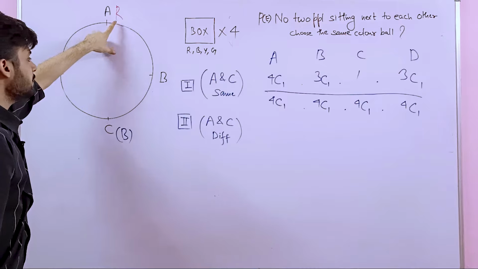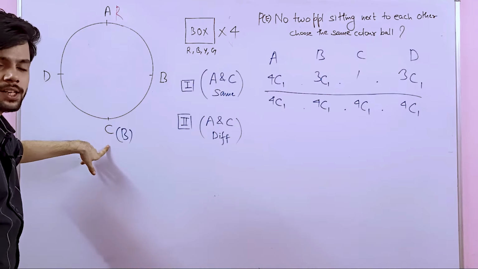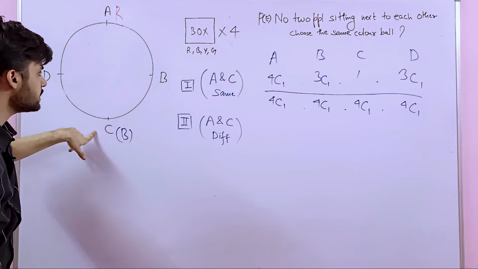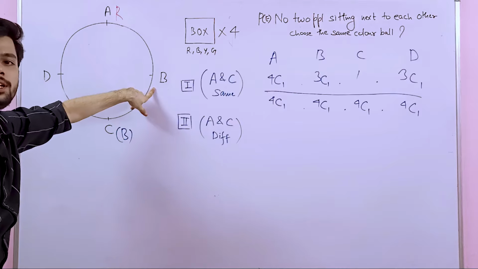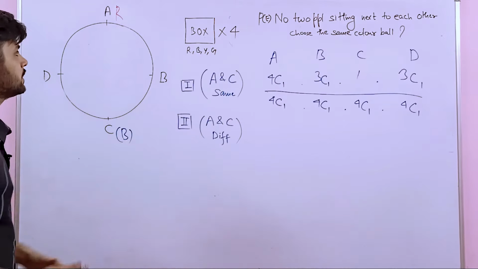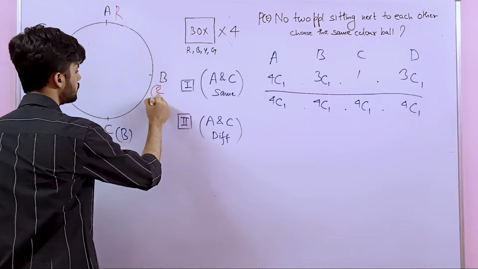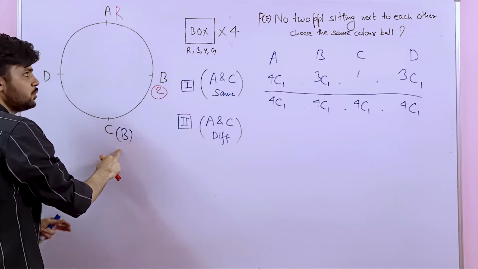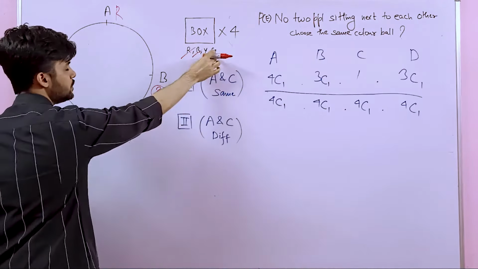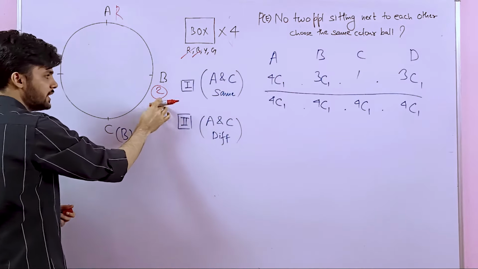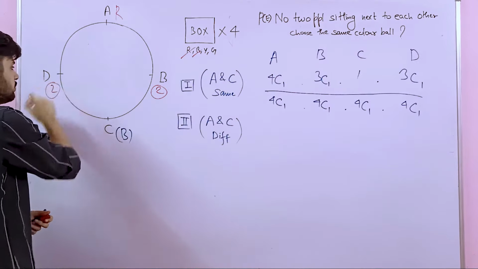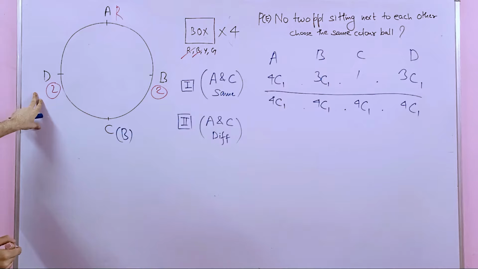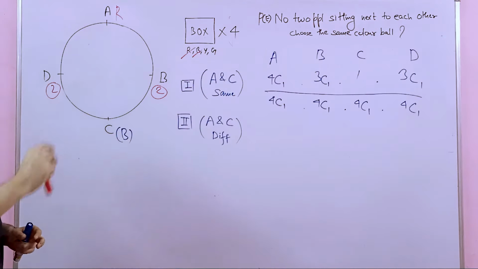So can B choose red and blue? The answer is no. Means whatever colors A and C have chosen, B cannot choose the same color. Means how many options does B have now? The answer is 2, right? Why 2? Because A has gone for the red ball and C has gone for the blue ball. Means red and blue are gone. So the only 2 options that B has now, that is 2. And the same is with D. Why? Because D also has C and A as his neighbors, right? So both B and D will have only 2 options now, right?